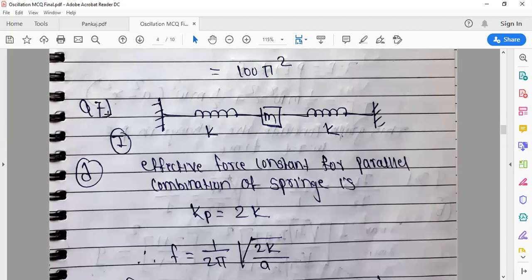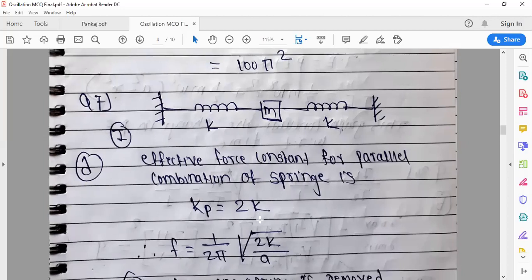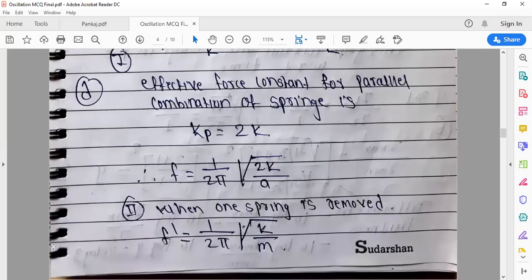In question number 7, two springs are there with spring constant K, and these two springs are attached in parallel to the rigid support, and to the common terminal there is a block of mass M. So these two springs are parallel. So by using the parallel combination, the resultant force constant Kp is equal to K plus K, that is twice K. So in this question, find out the frequency. So frequency is 1 upon 2 pi under root force constant upon M. Put the value of force constant for this combination, it is twice K upon M.